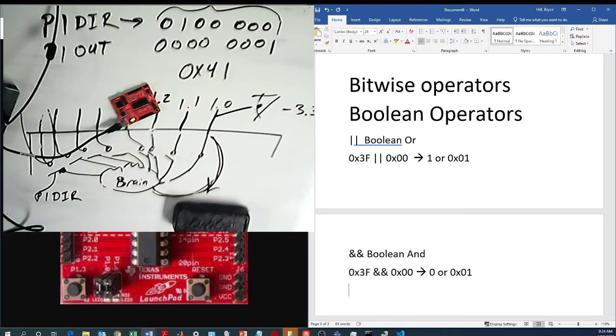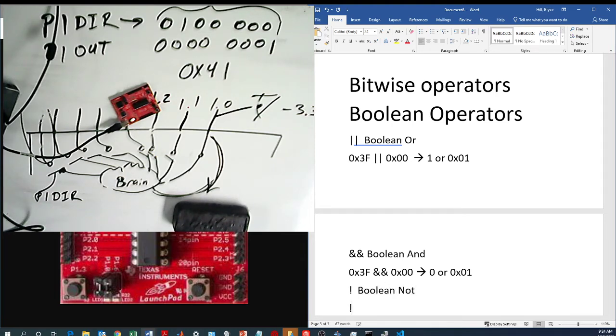What other Boolean do we have? There's not much. Let me see. There's greater than, but that's not Boolean. Those are just C operators. I can't think of too many other operators that we have. There's AND, OR, and there's one more. NOT. Boolean NOT.